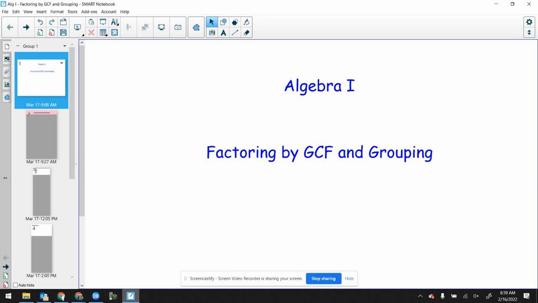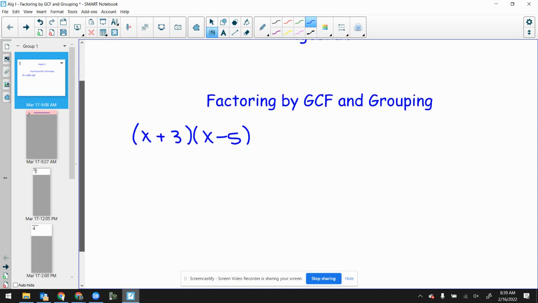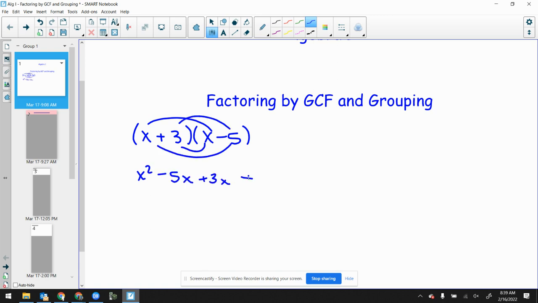What we're doing right now is essentially this. On your quiz, I could have given you something like this, like x plus 3, x minus 5. And what do you do with that? You FOIL that, right? So you take x squared minus 5x plus 3x minus 15. So x squared minus 2x minus 15, right? That's what you had to do on yesterday's quiz.